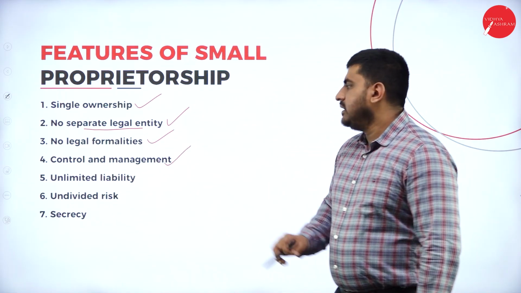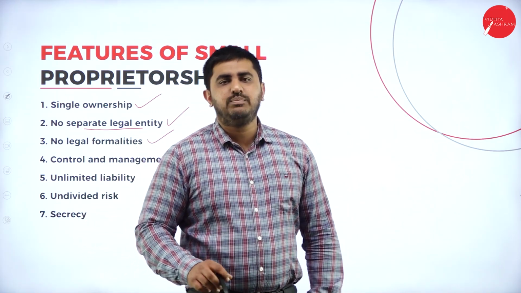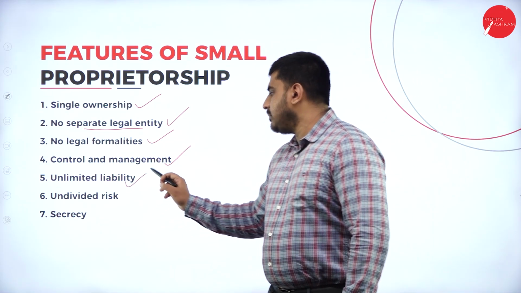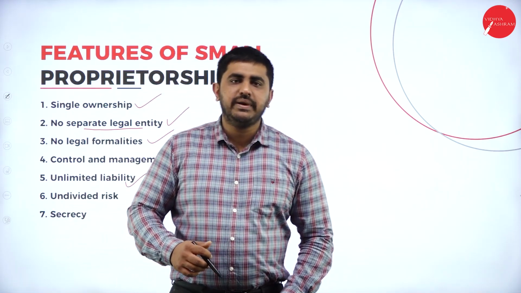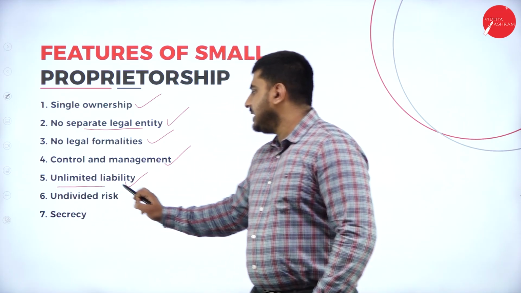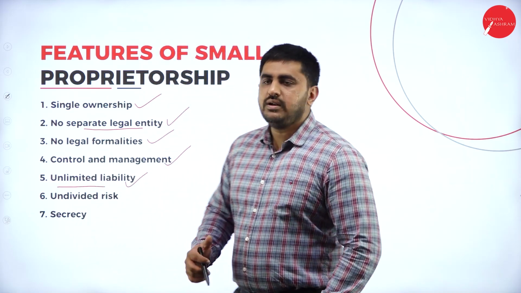Control and management. Here the control and the management of the business is done by only one person, that is the sole proprietor. Then unlimited liability. Suppose the sole proprietor has taken some loan and he is not able to repay the loan, then unlimited liability means his personal assets like his buildings, cars can be sold to repay the loan.